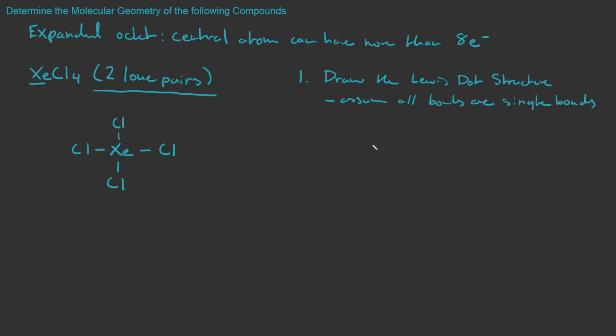And then what we do is make sure that all the outer elements have 8 electrons. Obviously this excludes hydrogen. In this case, we have Cl. Each of these chlorines right now has 1 bond, which counts as 2 electrons. So it needs an additional 1, 2, 3, 4, 5, 6 electrons to get up to 8. And we do that for every single one of these Cls.